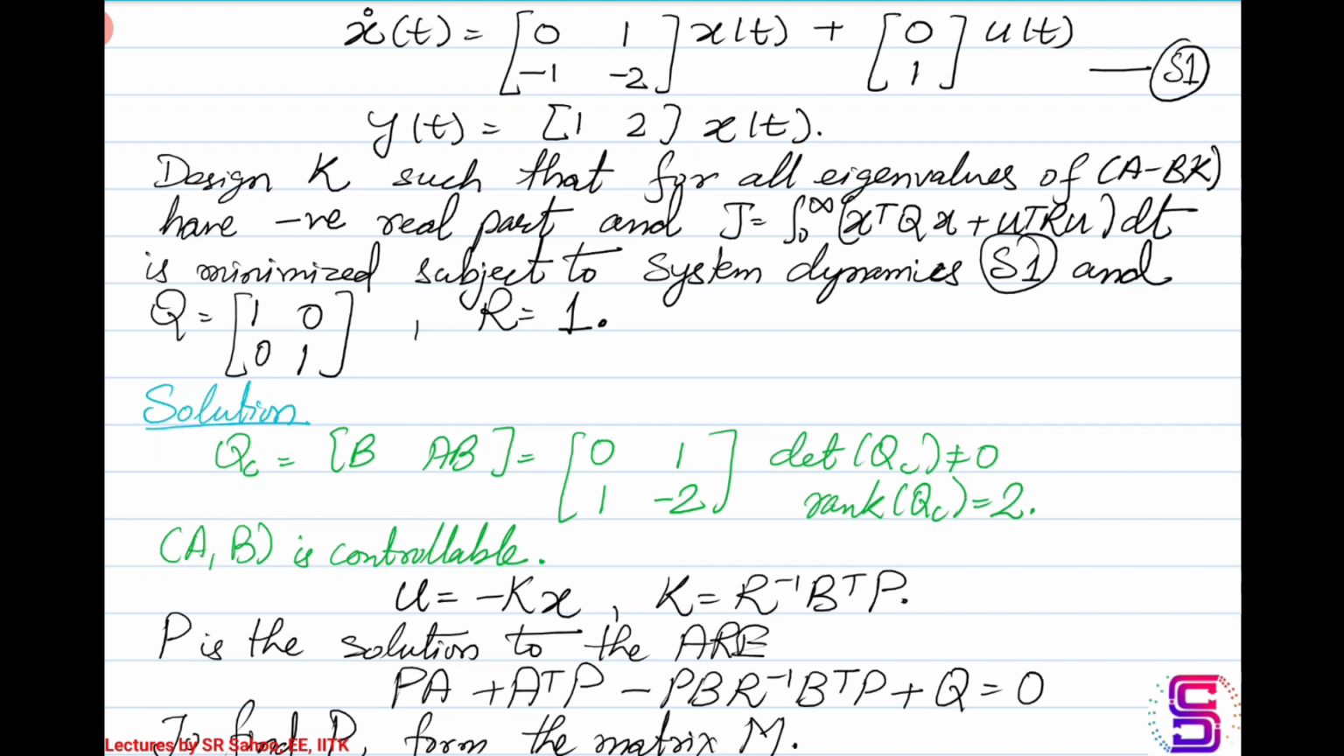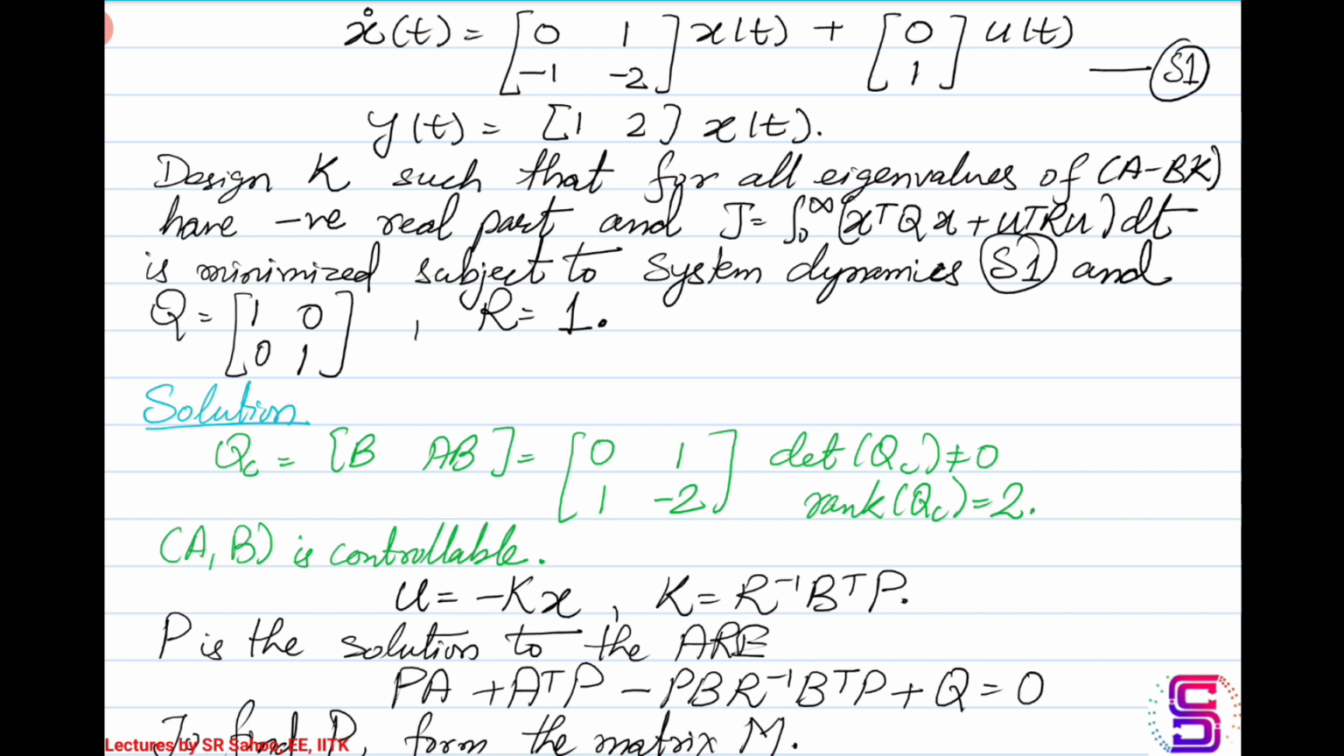Objective is to design K such that all the eigenvalues of A minus BK have negative real part, and the cost shown here, J equal to integral from 0 to infinity of x transpose Qx plus u transpose Ru dt, is minimized subject to the system dynamics S1, and the matrix Q is the identity matrix and R is equal to 1. Okay, so this is the objective. We have to design a K. This is an LQR problem.